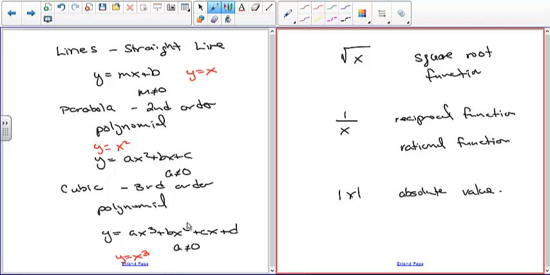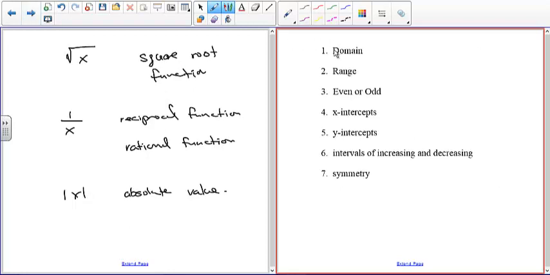And what we're going to do is look at all of these kinds of functions and think about what the following characteristics are. And what we do is we call the simplest version the parent function. So this is the parent function of the square root. This is the parent function of the reciprocal.